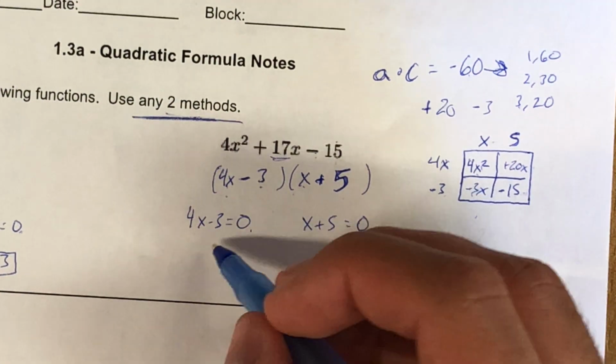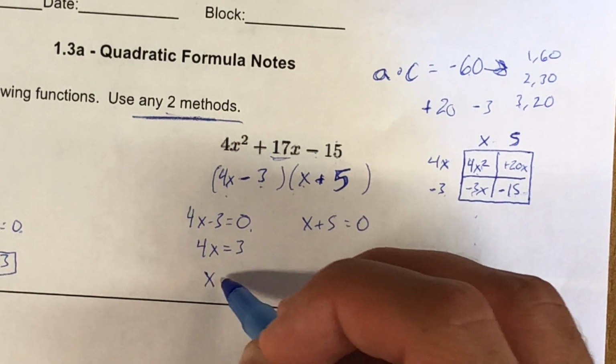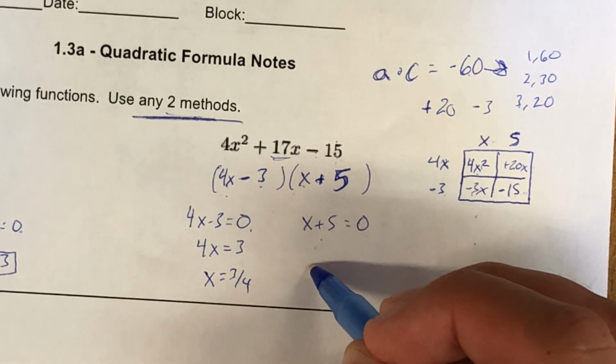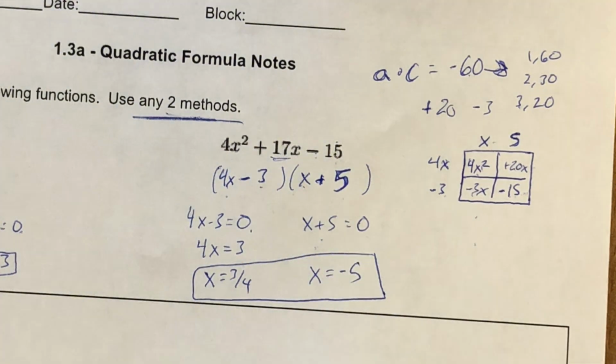Solve for x. So we add 3 to both sides here to get 4x equals 3. Divide by 4, and you get x equals 3/4. Here, you just subtract 5 from both sides to get x alone. You have x is negative 5. There we go. So this is using that table method that you would have learned previously.